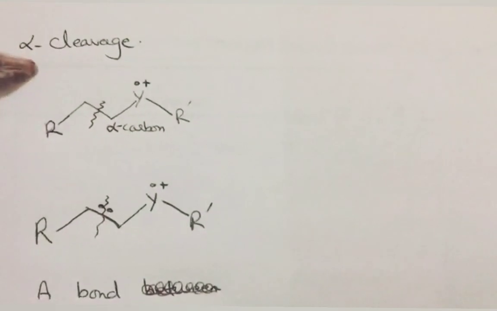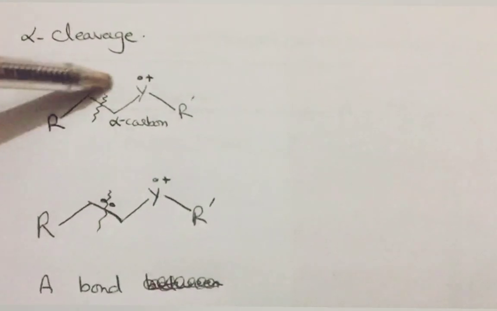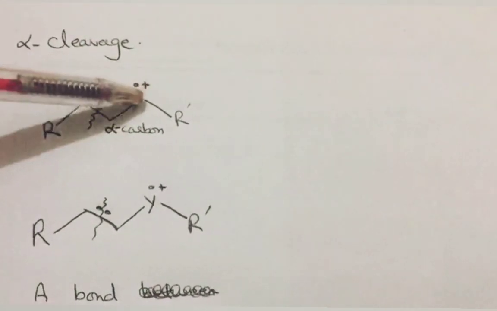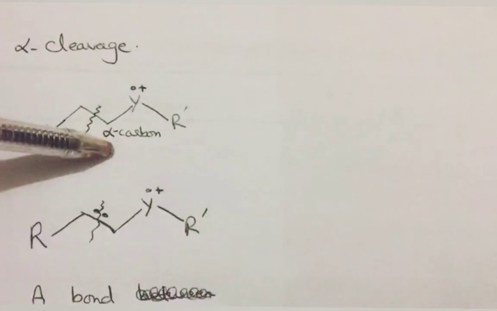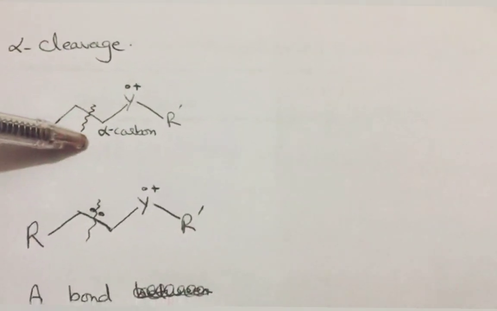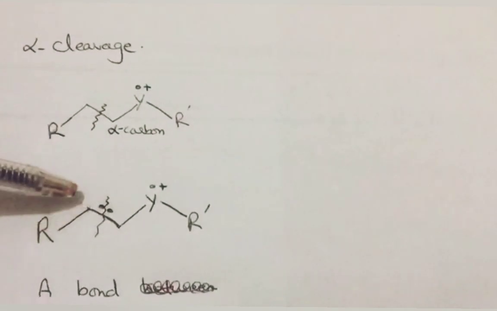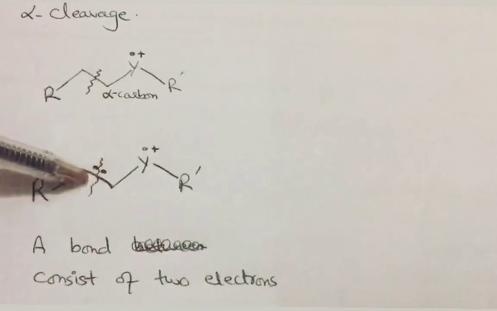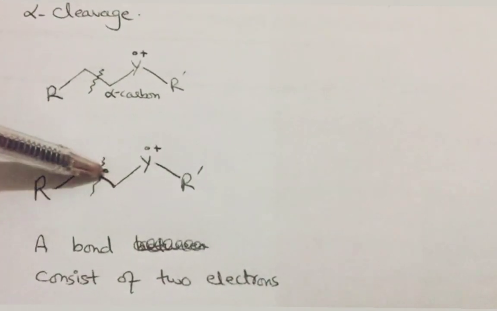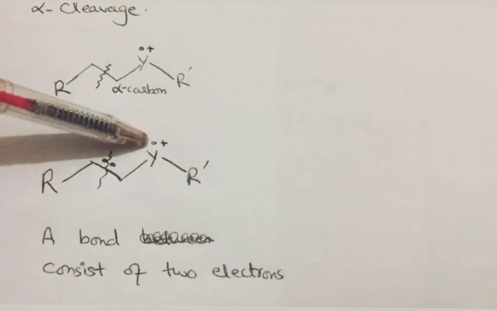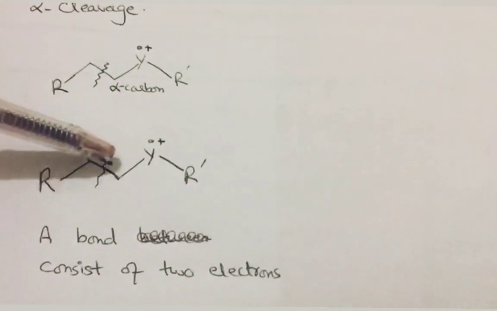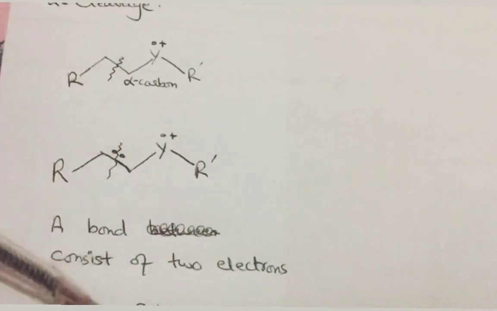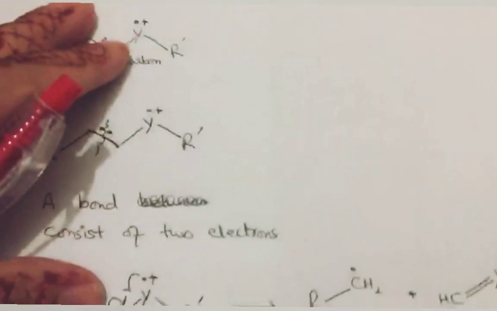In alpha cleavage, the bond next to the alpha carbon will break. Here the ionization occurs at Y, which is a heteroatom, and then the next carbon is the alpha carbon. So the bond next to the alpha carbon will break. As we know, a bond is made up of two electrons. When it is a homolytic type of cleavage and it breaks, then both electrons will go back to their previous carbon atoms. Then a bond between the alpha carbon and the heteroatom will form, and we will end with two fragments. One will be the radical and the other will be the cation.